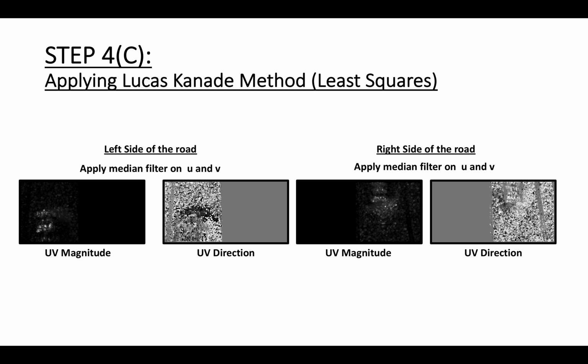After obtaining X, Y, and T derivatives and using the formulas in the previous slide, we can get UV magnitude and UV direction. Before we get the UV magnitude and UV direction, applying a median filter on U and V is very important, as it smoothens lots of values, because the U and V matrices which are actually obtained have a lot of noise, something like salt and pepper noise.